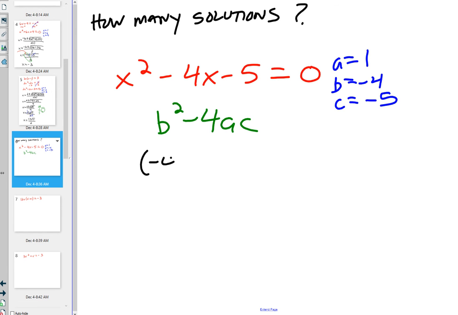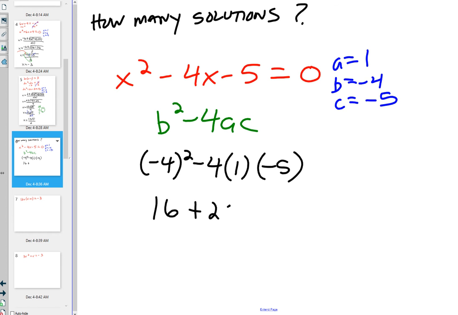So b is negative 4 squared minus 4, a is 1, c is negative 5. What is negative 4 squared? Positive 16, make sure you're getting a positive. How many negatives come afterwards? 2. So make it positive. 4 times 1 times 5 is 20. That gives me 36. That does not mean that x is 36. I am not solving. But because 36 is positive, that's all I care about is the sign.